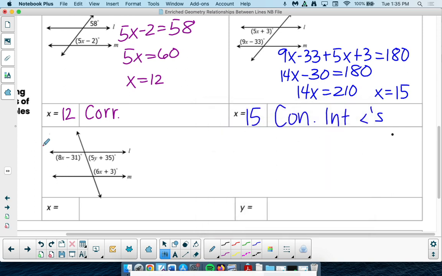Okay, this one's a little goofier. We have two different angles or variables to solve for. Which one do we have to find first? The x. What kind of angles are these x's? Alternate. All right, that's your reasoning. Are they equal or do they add to 180? Equal.